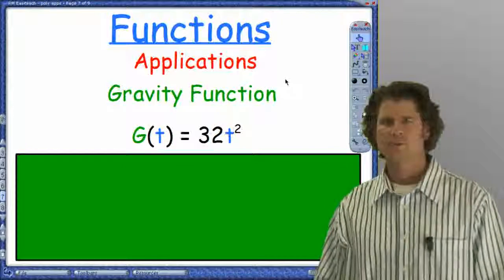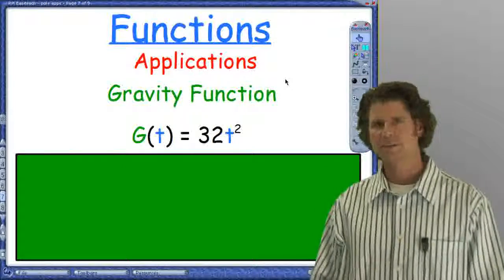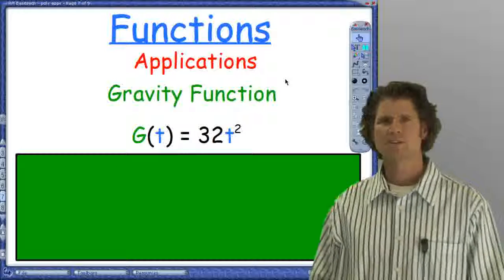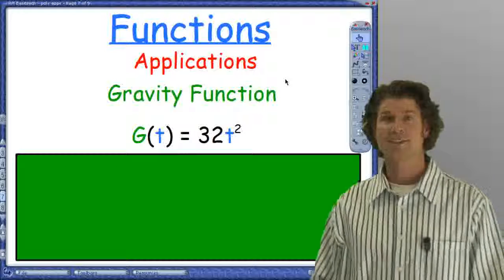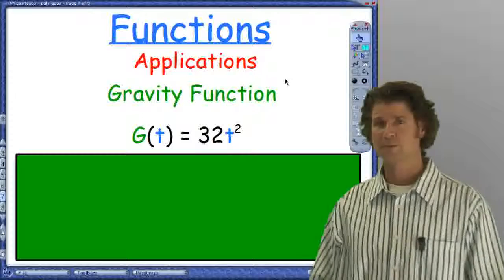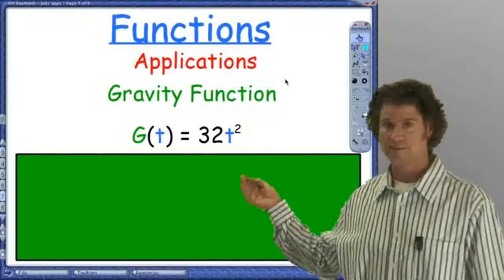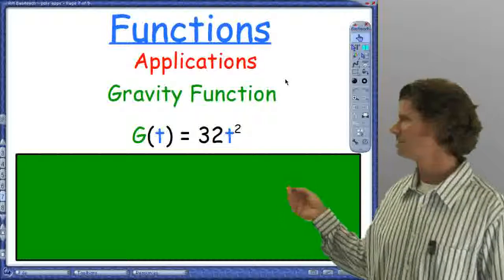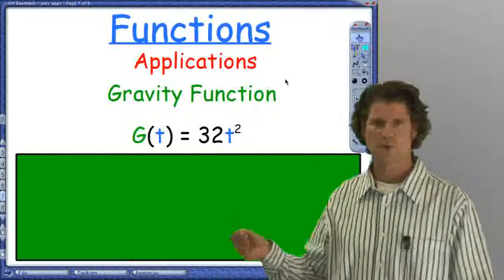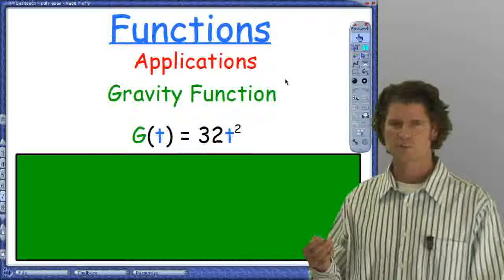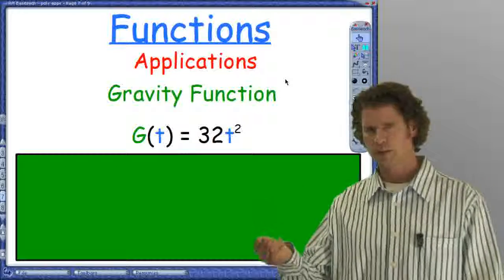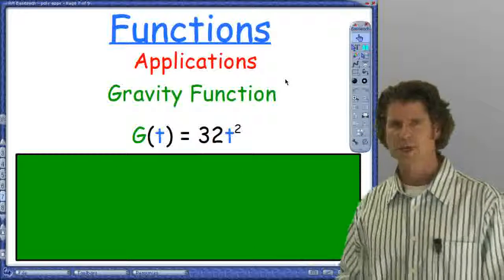Let's take a look at a situation where we can apply the gravity function to get an answer to a problem that isn't that easy to get an answer to. I'm referring to the gravity function. I've got this g of t, the gravity function g that uses t, and the gravity function is 32t squared. Gravity tries to move objects 32 feet per second squared back down towards the Earth.